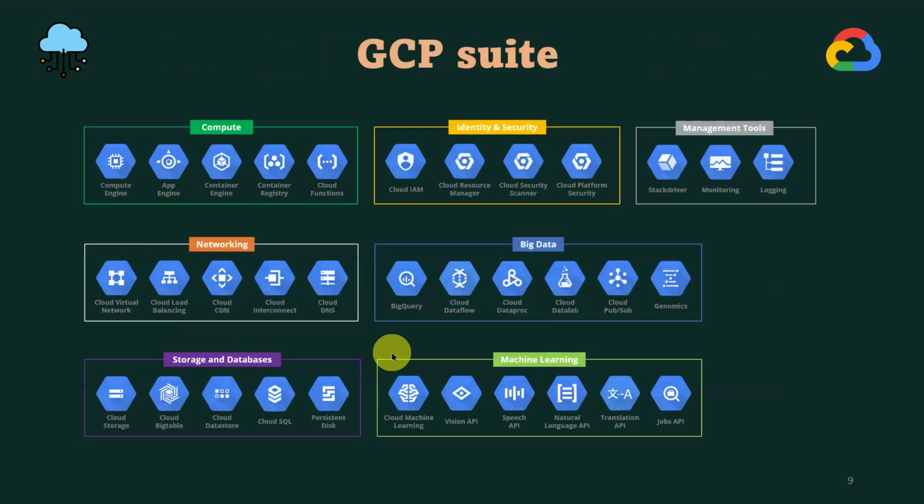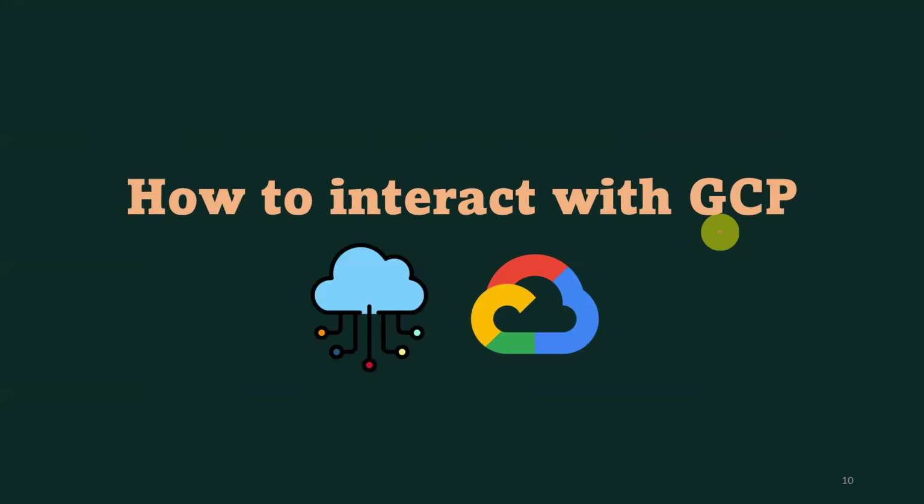So in Google Cloud Platform we have plenty of services, isn't it? A few of the services I have mentioned are compute services, identity and security services, management tools, networking services, big data services, storage and database services, and machine learning services. This is a set of services that Google Cloud Platform is offering, and we are going to focus on these services. To do that, if one wanted to interact with the GCP services, we need to have interface methods.